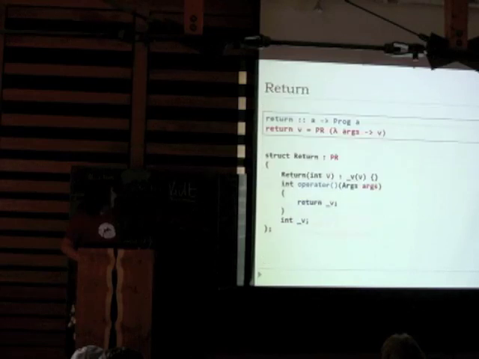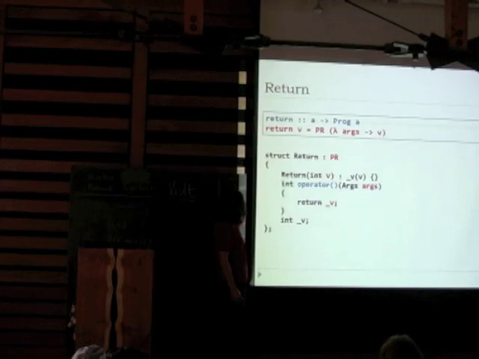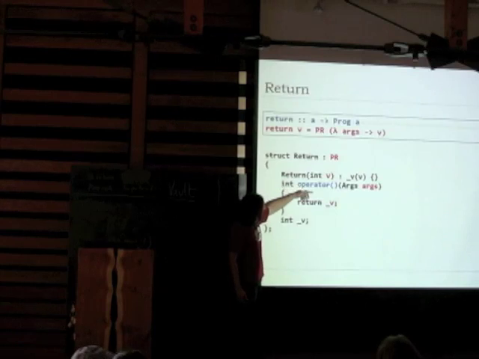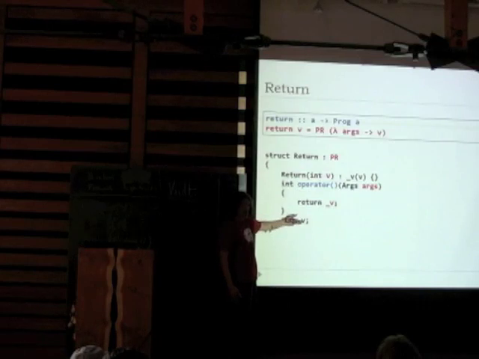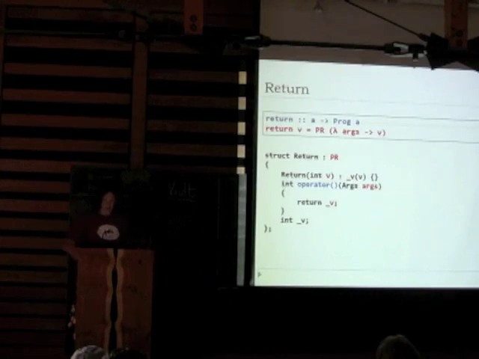So this is my monadic bind. This is my monadic return. Also very simple, you know. And so return is now a meta function, and it takes the argument in its constructor. So it's a runtime thing, right? It defines operator, takes arguments, ignores them, and returns the value, which is stored. So in Haskell, it was a capture. Here, it just stores it.